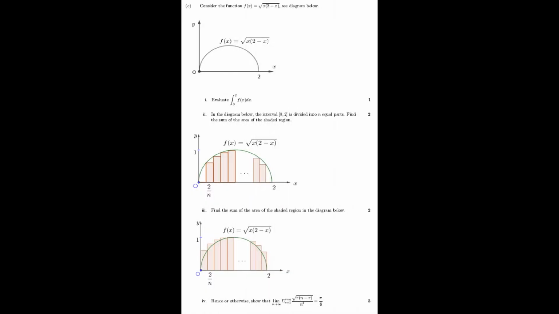Hi everyone, in this video I'm continuing to look at question 13 part C of the 2020 North Sydney Boys Extension 2 trial exam. Here I'm up to part 3, which wants us to find the sum of the area of the shaded region in the diagram below. And here we've got these rectangles that sit above the curve.